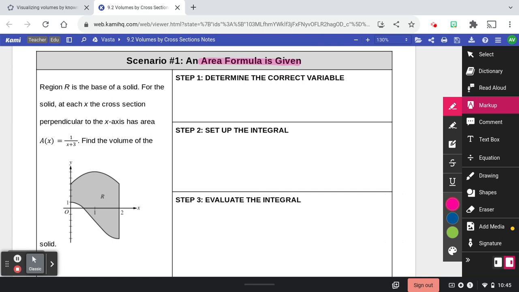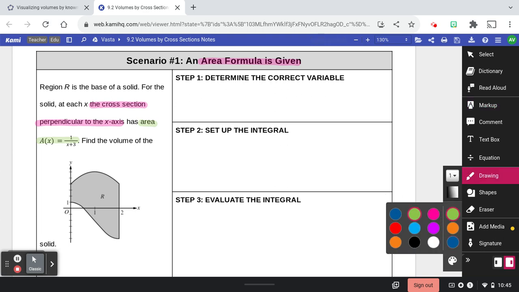Region R is the base of a solid. For this solid, at each x, the cross section perpendicular to the x-axis has an area formula of A of x is equal to 1 over x plus 3. Find the volume. Now, let's just pause for a second.